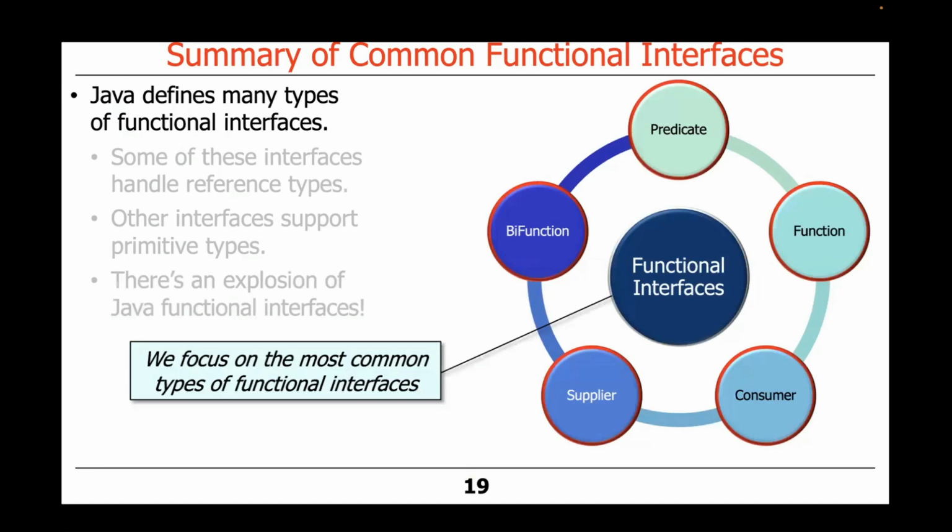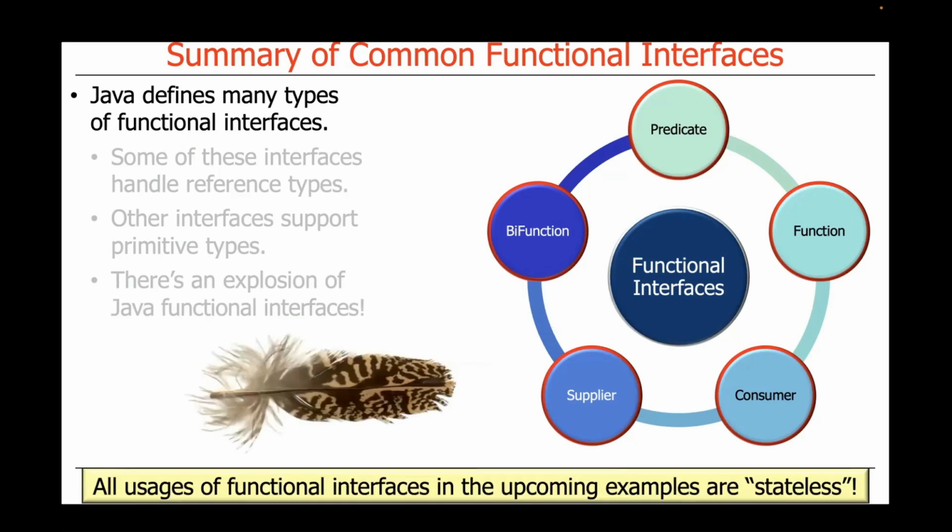We're going to focus on the most common types of functional interfaces, things like Predicates, Functions, BiFunctions, Suppliers, and Consumers. You'll see that those get used a lot with other forms of Java functional programming, particularly Java streams and Java CompletableFutures. All of the examples we're going to give when we talk about functional interfaces are stateless. That's what you really want to strive for. If you can make your use of functional interfaces stateless, it makes it very simple to update your code to accelerate it by using parallel processing, most notably by using parallel streams.